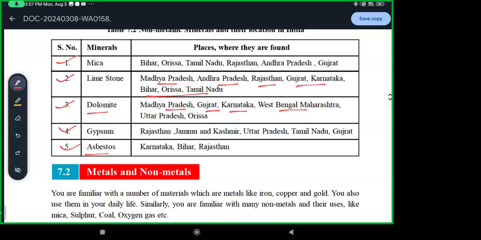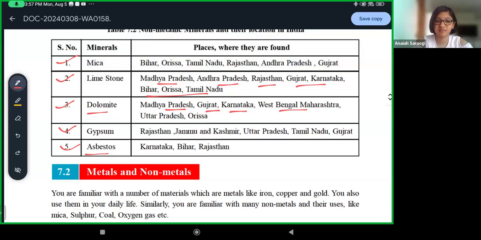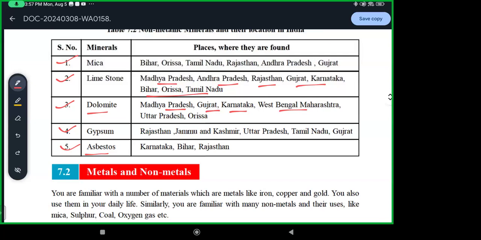I was just saying that a lot of minerals are found in Karnataka. Yes, a lot of them are found in Karnataka, Orissa, and MP also.